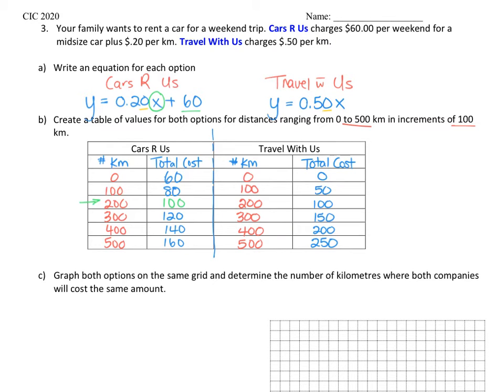Okay, now we're going to graph both of these options on the same grid. This is sometimes a little bit challenging because you have to come up with a scale. The x-axis should be pretty simple in terms of the number of kilometers, and the y-axis we need to go up to about 250, and we do need to be able to plot some nice points. So make sure that you can always plot at least 2 points for each one. Remember, you only need 2 points to make a line, so you need to make sure you can at least get 2 nice points for each line.